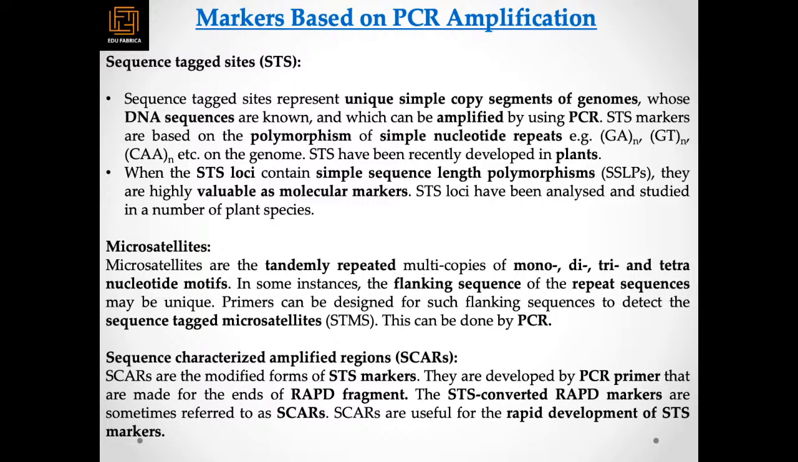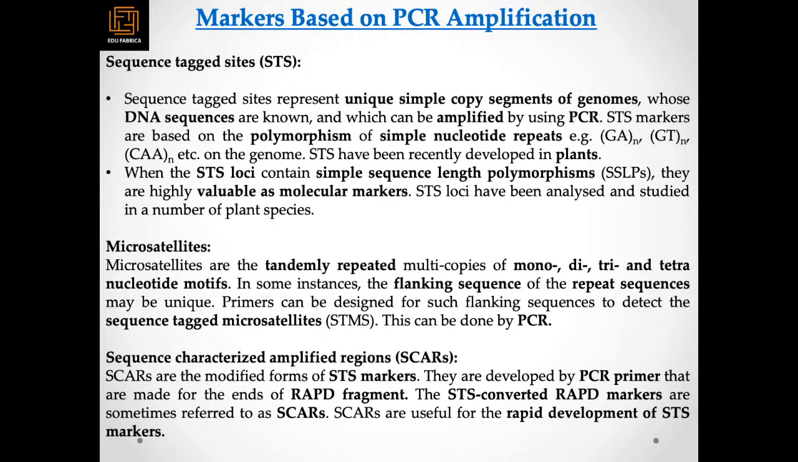They represent unique single copy segments of genomes and whose DNA sequences are known to be amplified by using PCRs. They are the polymorphism of simple nucleotide repeats, for example GA, GT, CA and so on. So when the STS loci contain simple sequence length polymorphism, that is SSLPs, they are highly valuable as molecular markers.